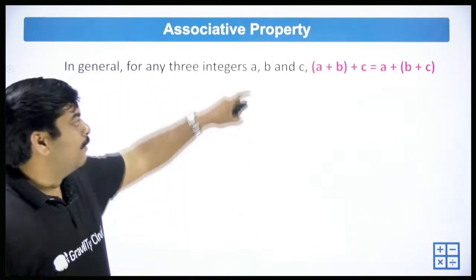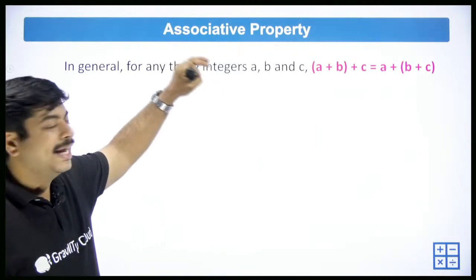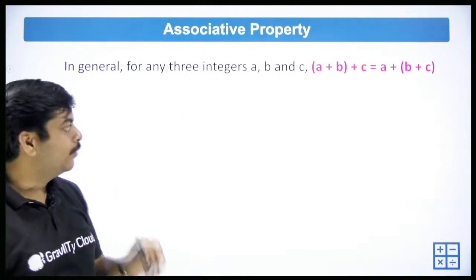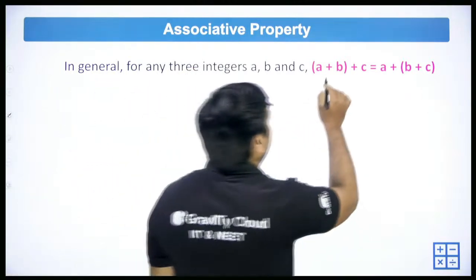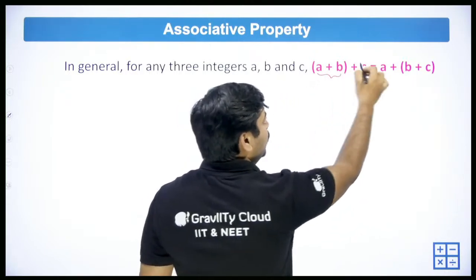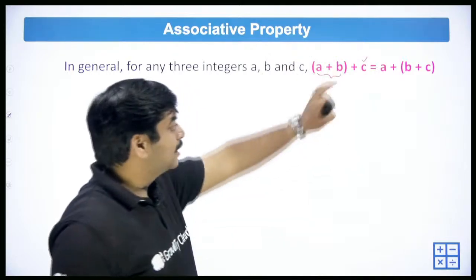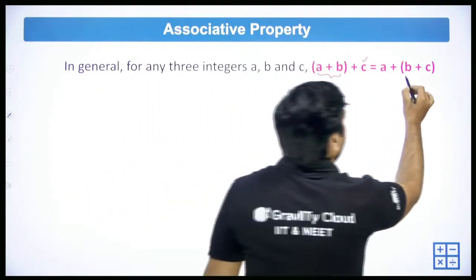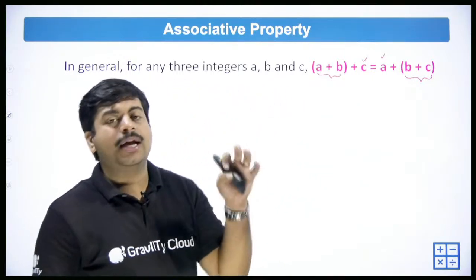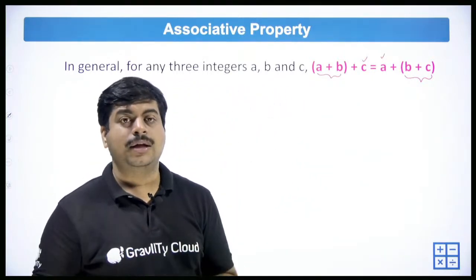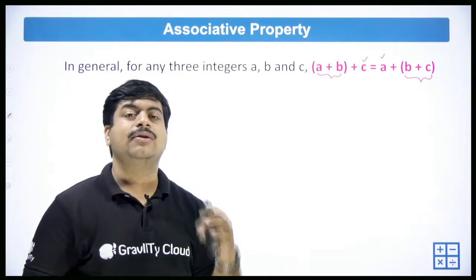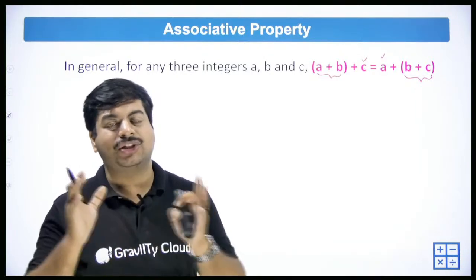For example, when we talk about addition in the associative property, we take three numbers A, B, C. We add the first two numbers, and to that resulting sum we add the third one. In the other case, we add the second and third, and to that result we add the first. Let us confirm whether these two are equal. In normal numbers, we know they are equal. You can add in any way, but we'll discuss it with respect to integers.